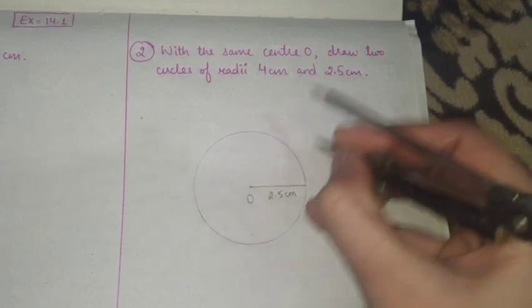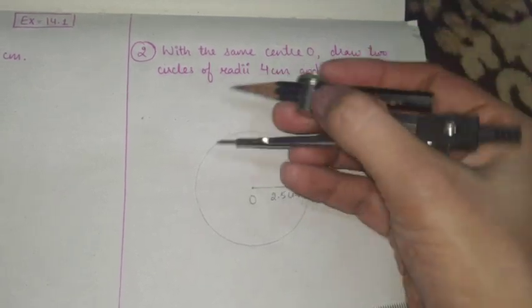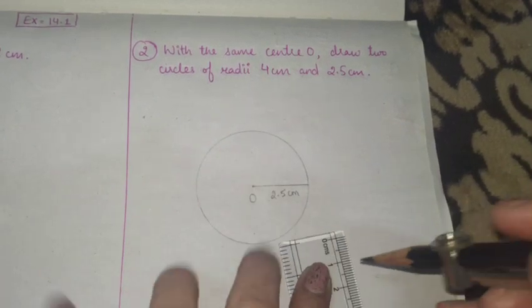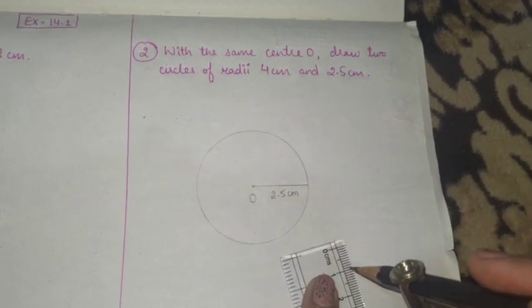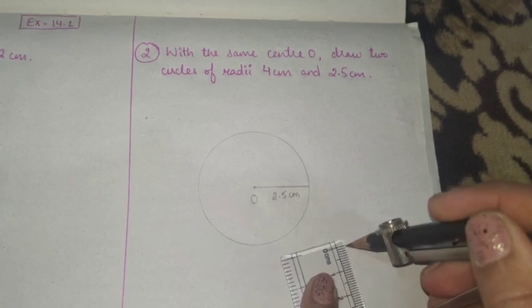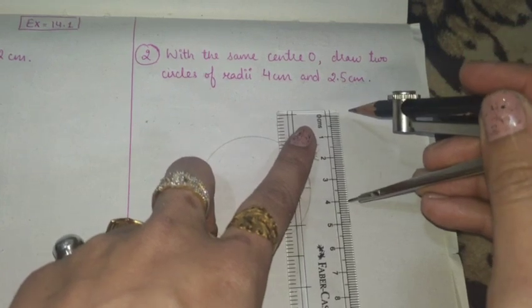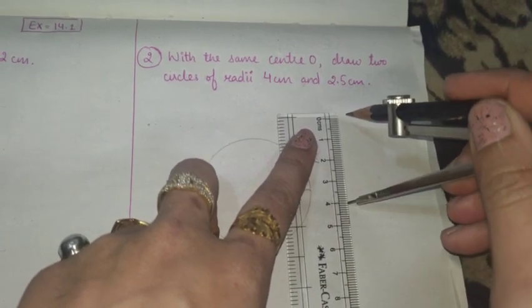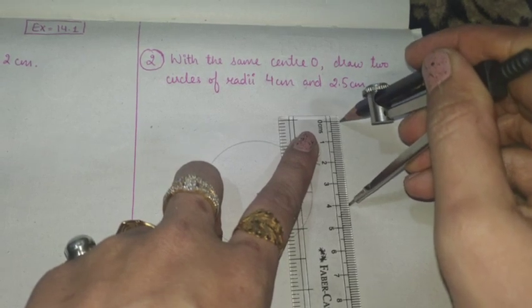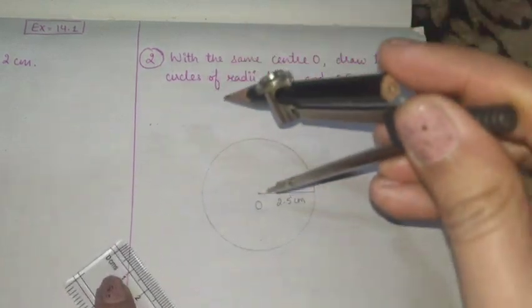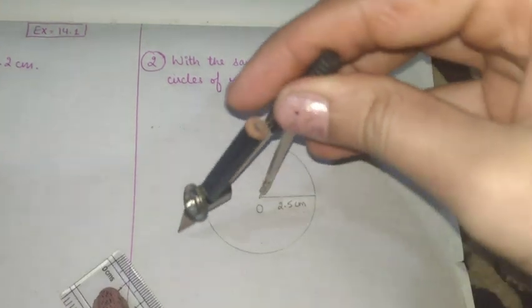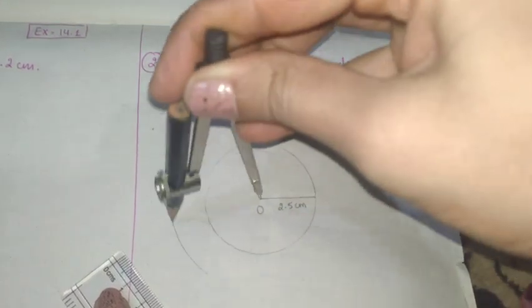Right? Now with the same center O, we have to draw another circle of radius 4 centimeters. So we'll open our compass till 4 centimeter like this. Okay. So I'll keep my pointer at 4 centimeters and pencil at 0 centimeters. Since we have to take the same center, so I'll keep my pointer at O and just draw a circle.